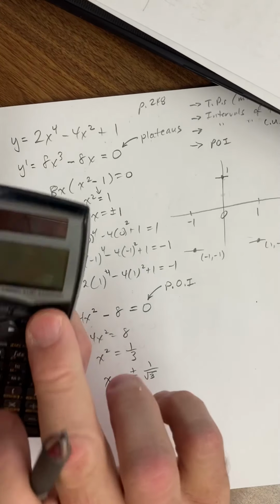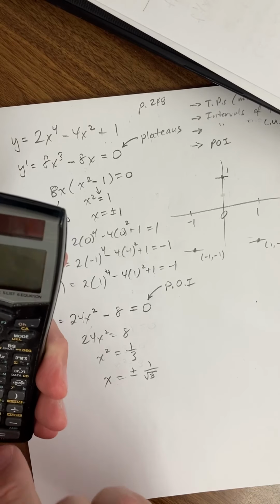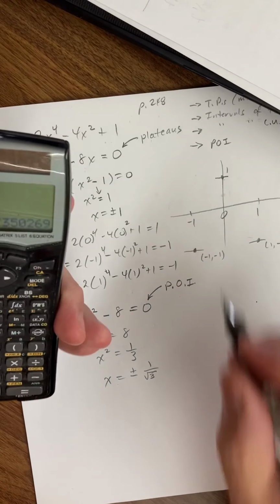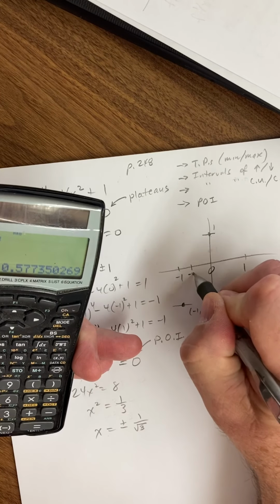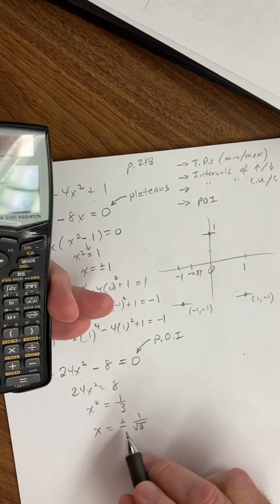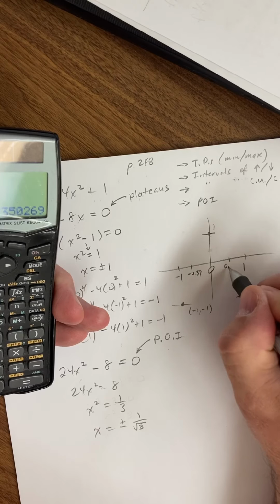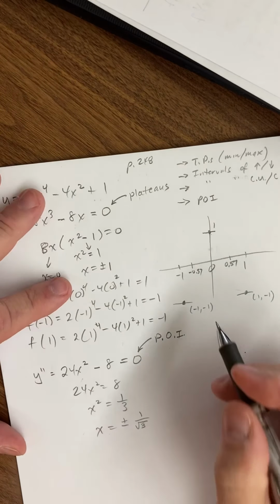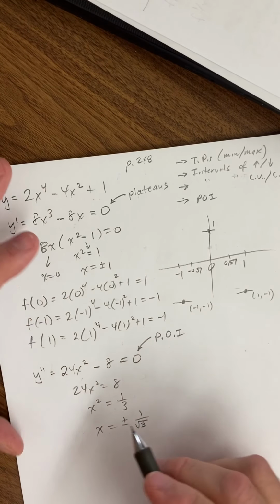So what is 1 over root 3? 1 divided by root 3 is approximately 0.57. So it's about here somewhere. Minus 0.57, because it's plus and minus, and here's the other one, about here, it would be 0.57 positive. Now, if I plug in 0.57, I'll actually get the point of where it is.